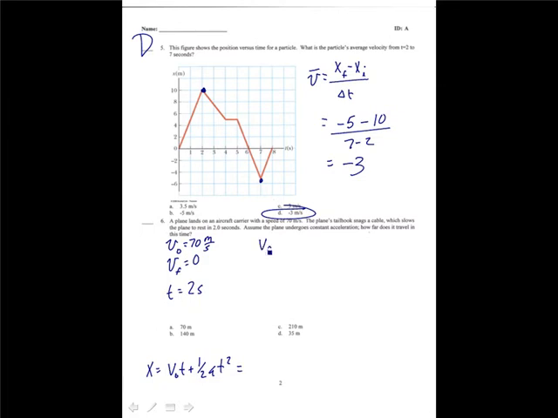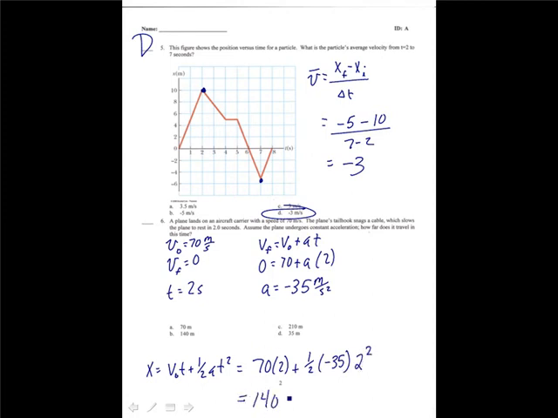And to do so, we say v final is equal to v0 plus at, and then we can solve this for a. So we say 0 is equal to 70 plus a times 2. So a is equal to minus 35 meters per second squared, and then we plug that in down here, so we have 70 times 2 plus 1/2 of minus 35 times 2 squared. That's 140 minus 70 is 70 meters. That's A.